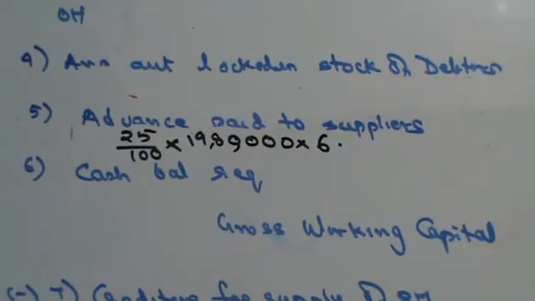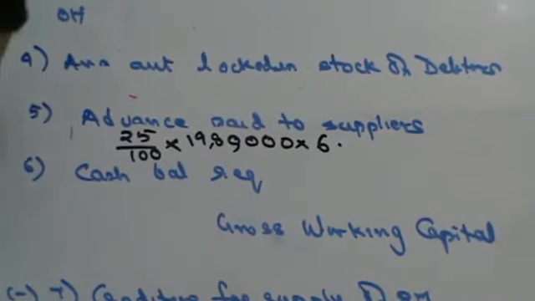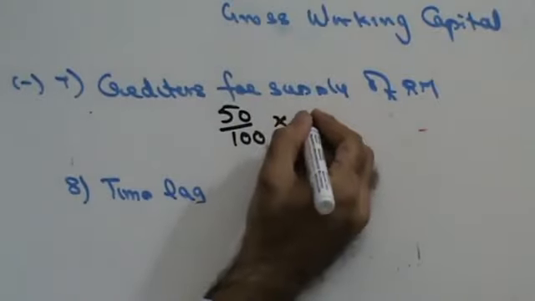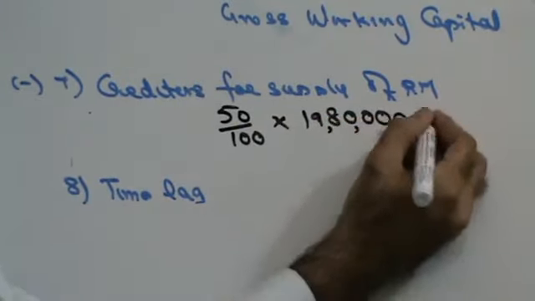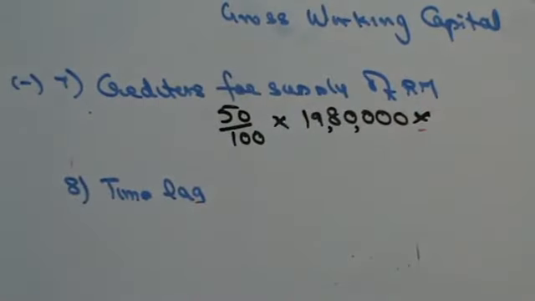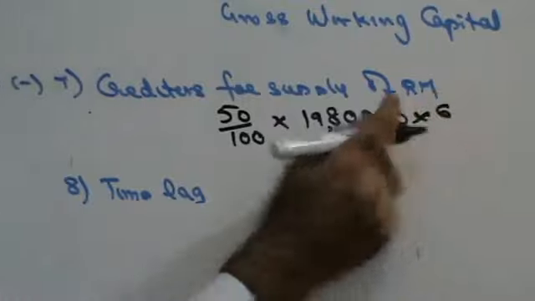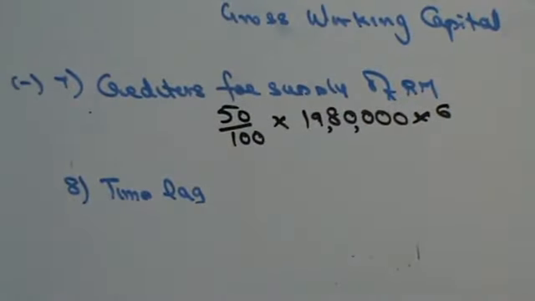Next, and the balance allow a credit of 6 weeks. Now out of 100%, 25% is cash, 25% is advance. So balance is going to be 50%. 50% of the suppliers, that is 19 lakh 80,000, give a credit of 6 weeks. So into 6. Fine, do we get this thing clear?